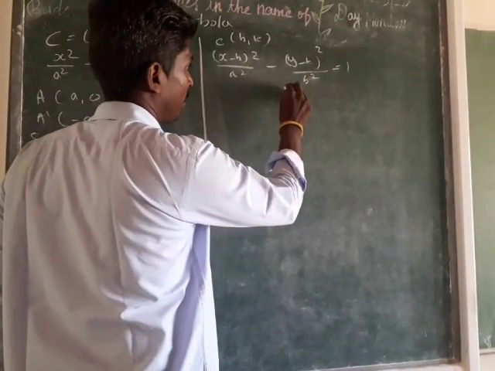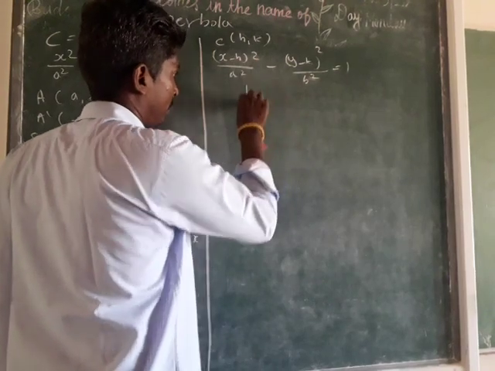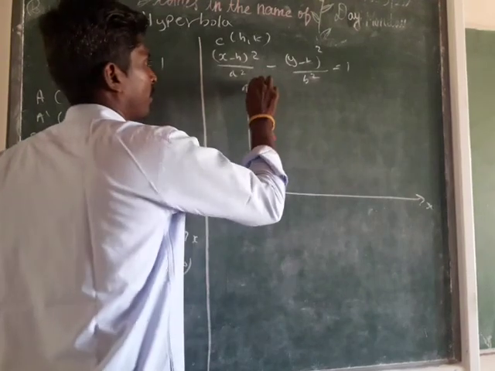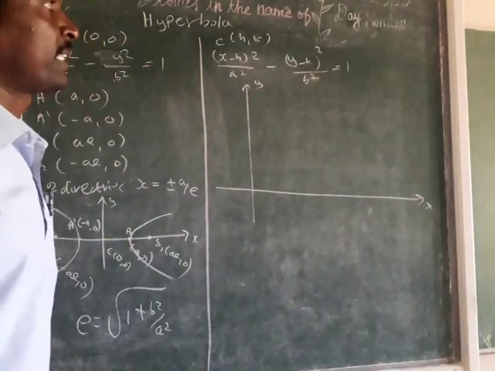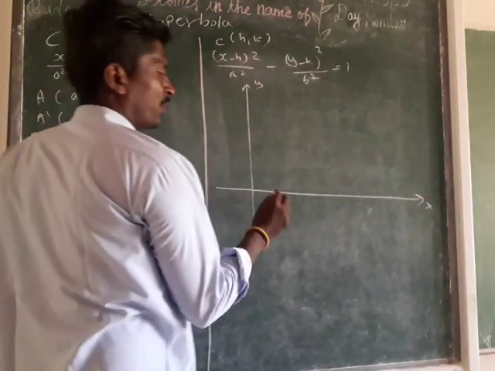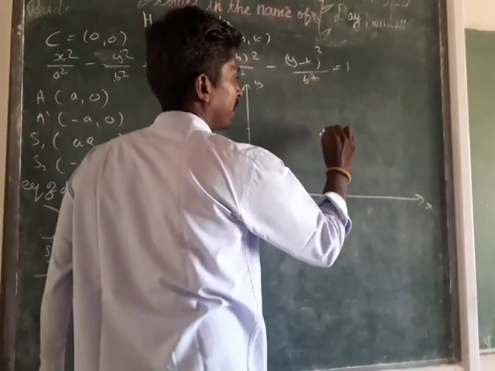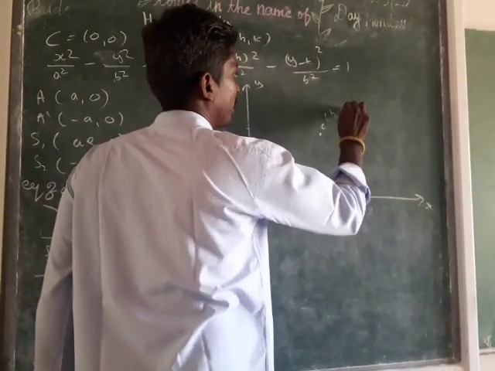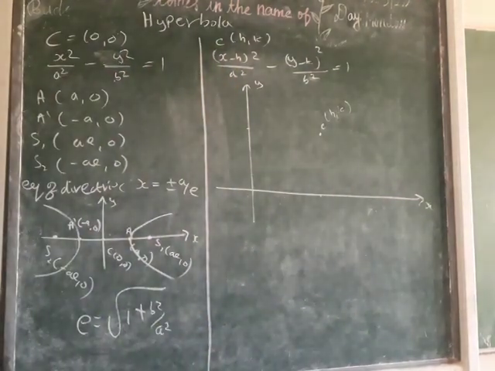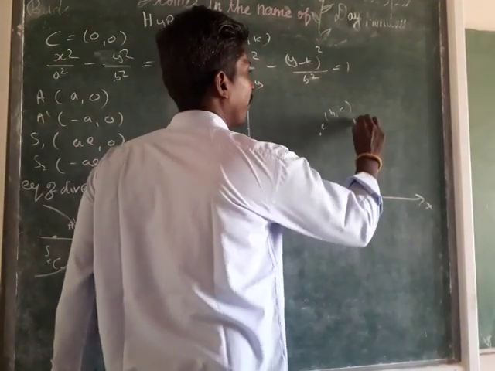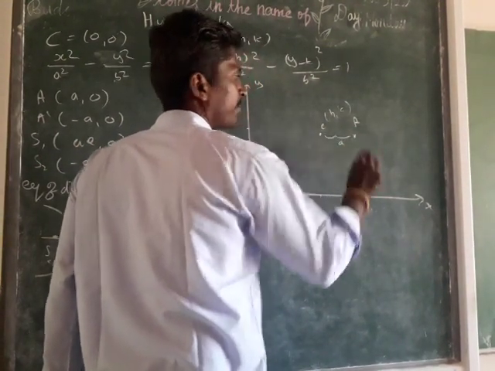First you take the normal diagram. This is x and y. Okay. If I take the center h, k, in the x-axis the length is h, and in the y-axis the length is k. Suppose we take the center C equal to h, k. Next you want to take A. A is the distance between the center and the vertex. The distance is a.